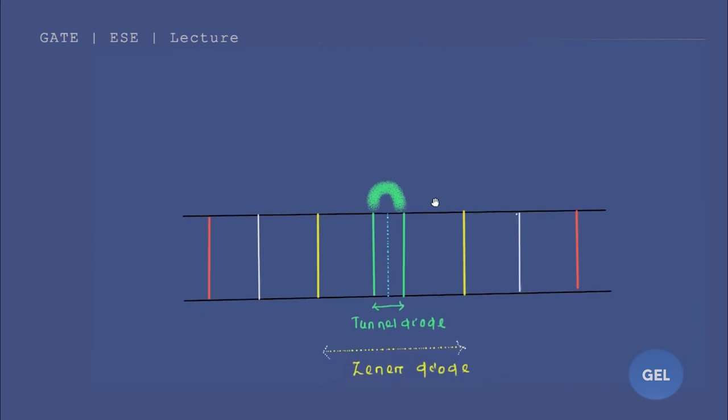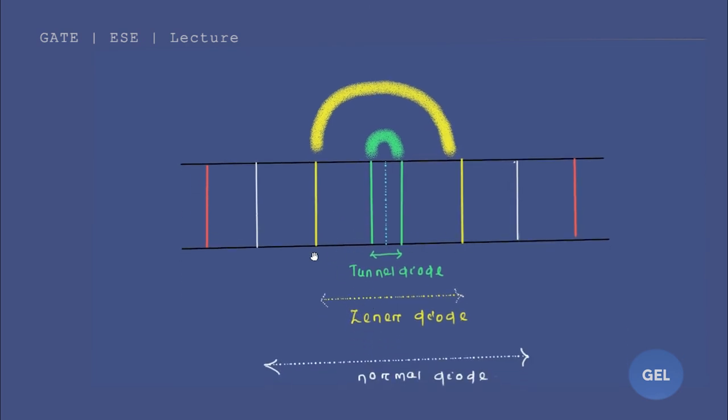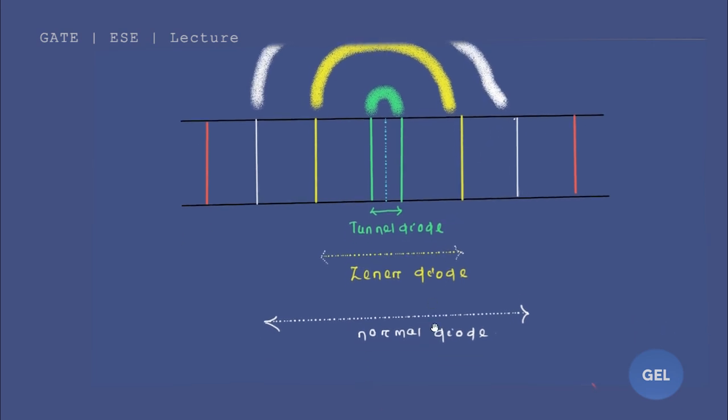Now if you increase the depletion width, it becomes a Zener diode. I have increased the depletion width. Now look here carefully. If you increase the depletion width furthermore, that will be nothing but a normal diode.